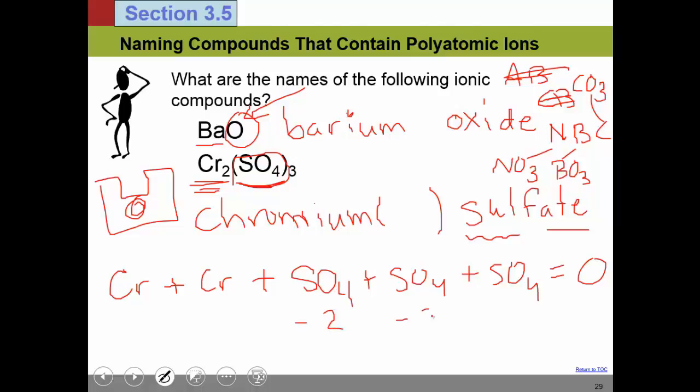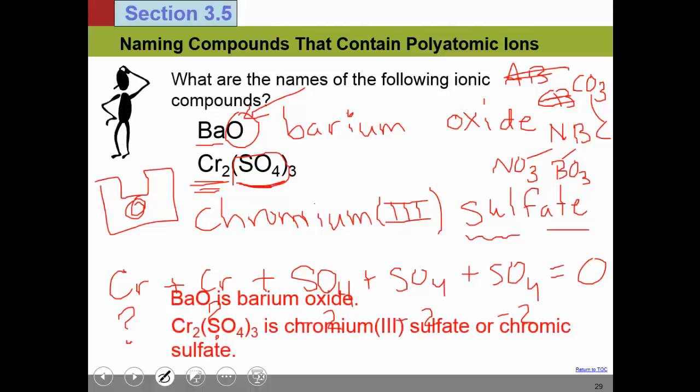Well, I memorized that the sulfate group has a charge of -2. So what does the charge on each chromium have to be in order for this to equal 0? If you said 3, you're correct. So this is chromium 3 sulfate. We are not going to use the historical name. We would call it chromium 3 sulfate, not chromic sulfate.